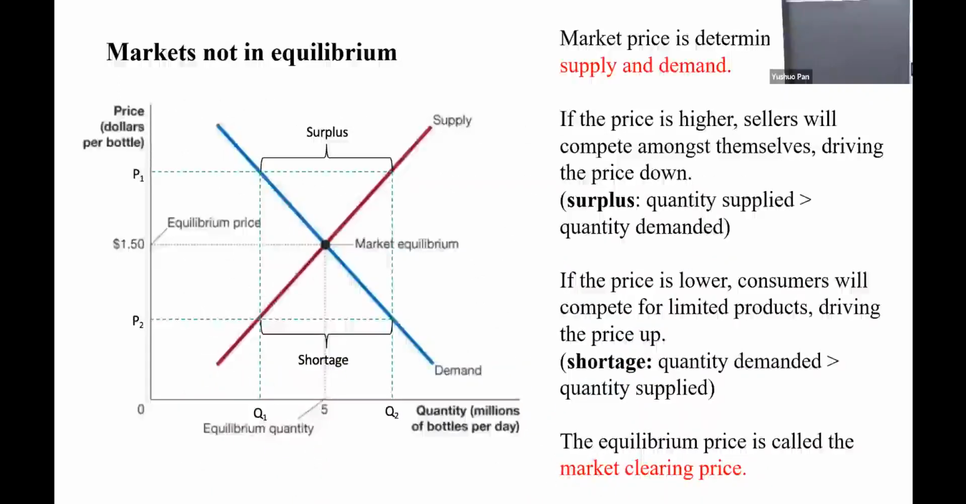Market not in equilibrium. First of all, market price is determined by both supply and demand. If you only have one curve, like the supply curve, you cannot find the equilibrium, right? Supply, no. Demand, no. Only when you have both of them, you can find the market equilibrium. Okay, in this example, the market equilibrium price is 1.5. That's the equilibrium price, right? The intersection. And the equilibrium quantity is 5.